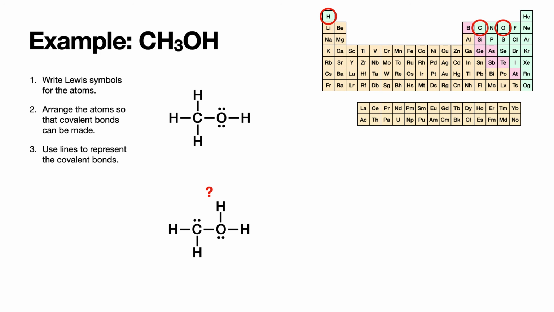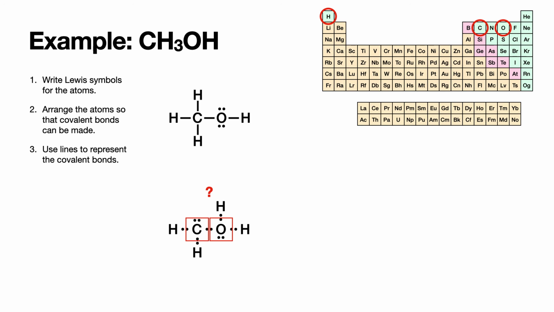However, this is not how the atoms arrange themselves, and one way to see why is if we imagine working backwards and replacing the lines with electron pairs, and then thinking about how we would split this up into individual atoms. If we were to just separate the atoms, the carbon would end up with 5 electrons around it, and the oxygen would also end up with 5 electrons around it.